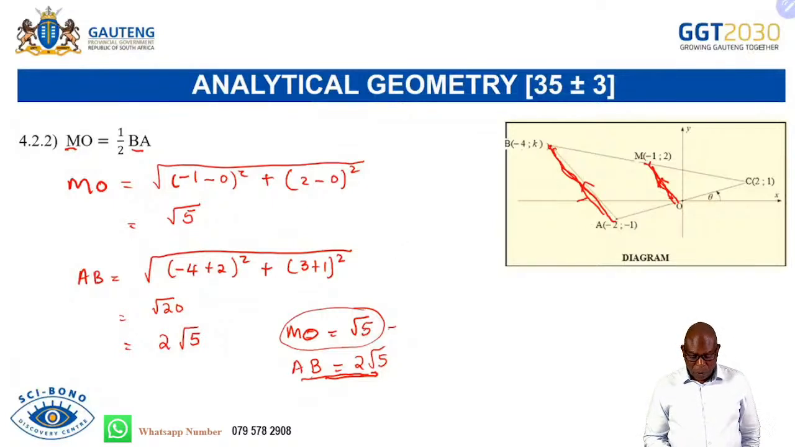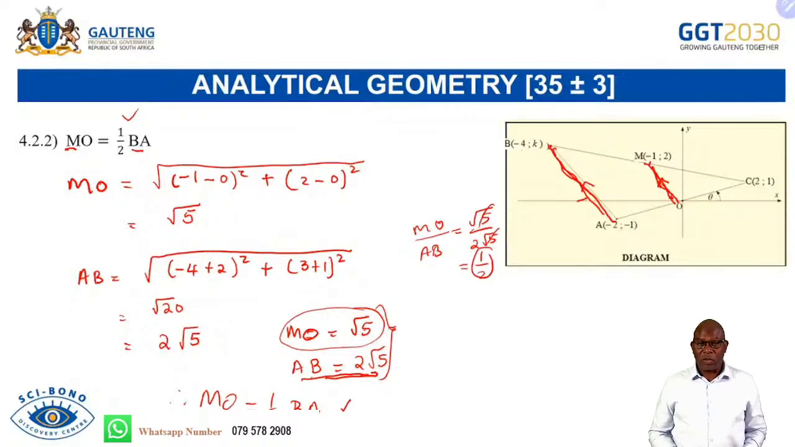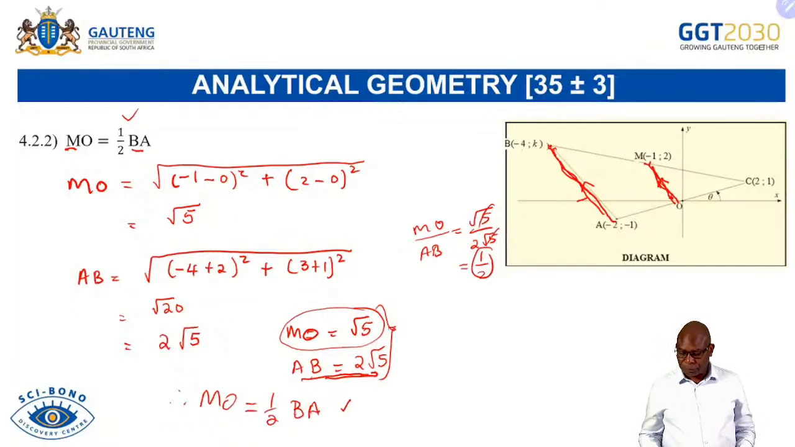So if I go MO divided by AB, I'll get a half because the square root of 5 divided by 2 root 5, so that cancels out, we'll get 1 over 2. So can you see, we'll get a half BA, okay? So that is correct. So we can then say, therefore, MO is equal to half of BA or AB. Okay, so I've proved them because I've got their distances. So to prove that two sides are equal or that one is half of the other, use the distance formula. Okay.